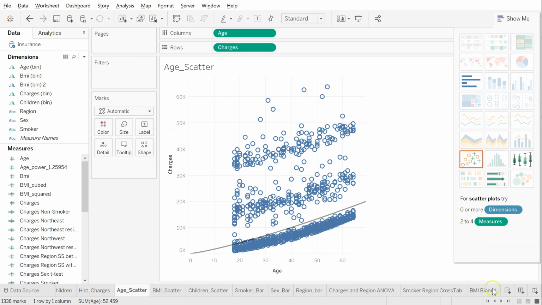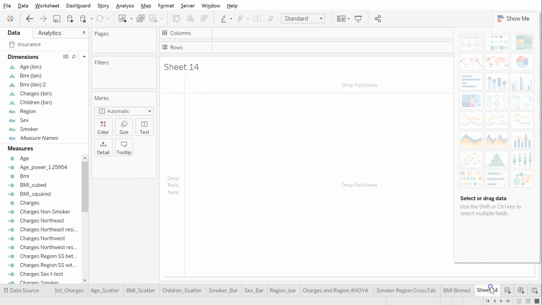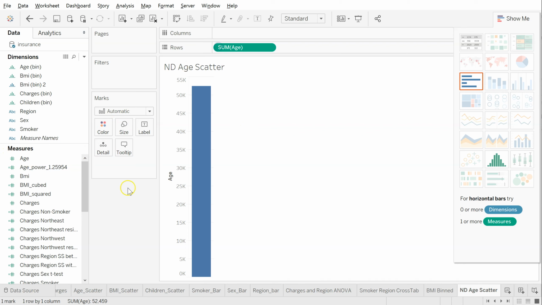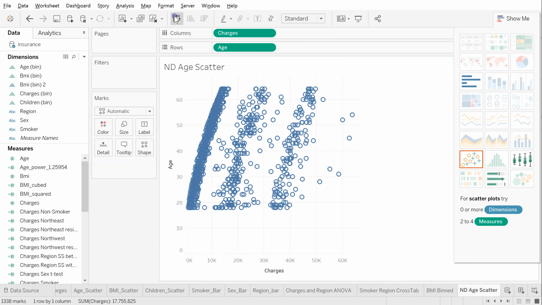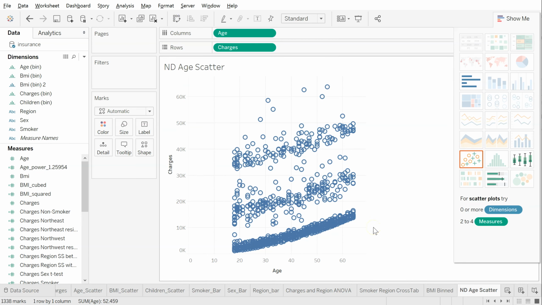So let's actually start fresh out here. I'm going to call this ND for any number of dimensions. Actually, no, I'm going to call it age scatter. So let's pull age in again and charges. And let's deaggregate the measures. Let me reverse that. And let's see what we can come up with.